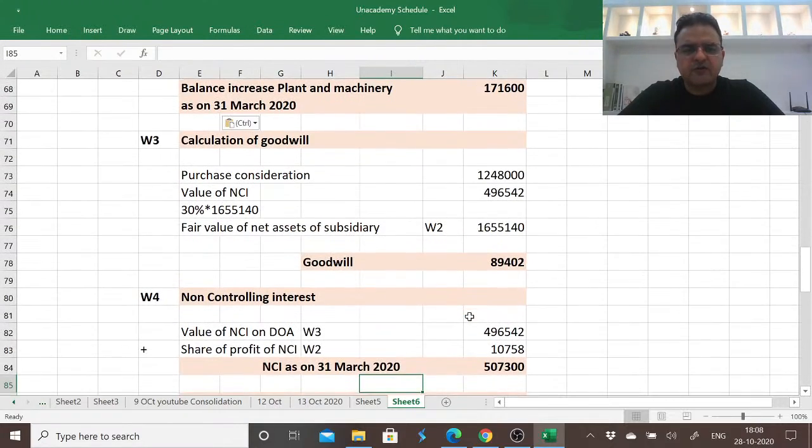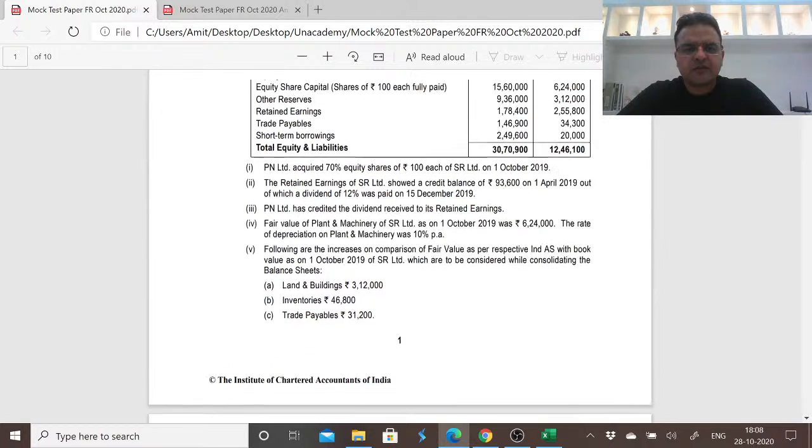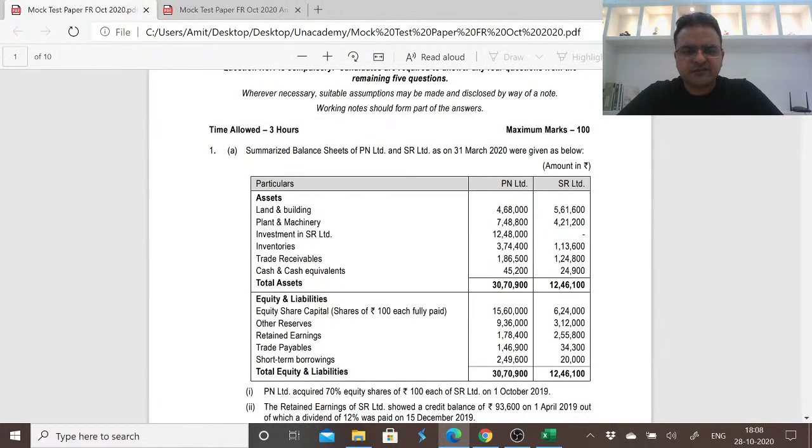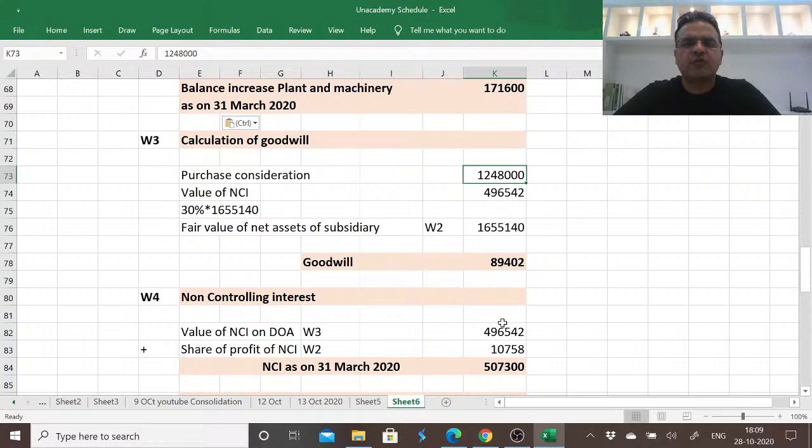So when we are calculating goodwill, we'll need purchase consideration. This purchase consideration figure we got to know from the balance sheet. Purchase consideration, investment in SR Limited. That means the total amount spent is 124,800. There could have been more information in the notes, but there was no information regarding it. So we assume that this is the amount, or this is clearly given to us that this is the amount paid to acquire the subsidiary. So 124,800 is the amount paid to acquire the subsidiary.